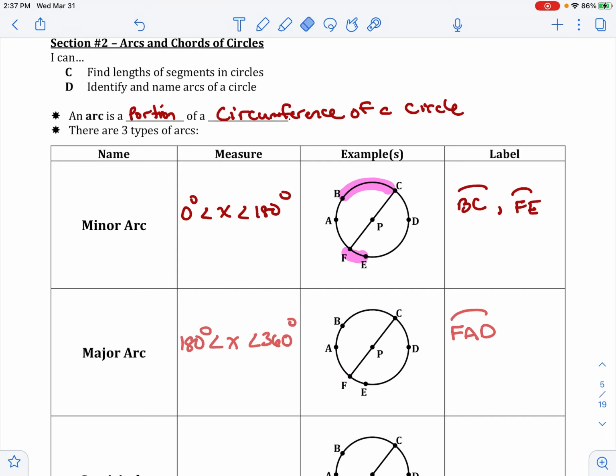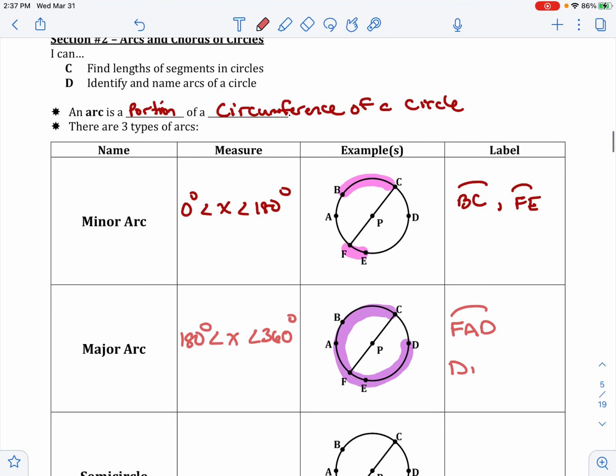We could do another one. This will be a big one. We'll go from D all the way to C like that. That's a big arc as well. If I was to name that arc, again, I could start with D or C. Let's say I start with D, and I have to end with C, and I could pick any point in between. Let's say I pick B. So arc DBC. That's another example of a major arc. So major arcs are typically written with 3 letters.